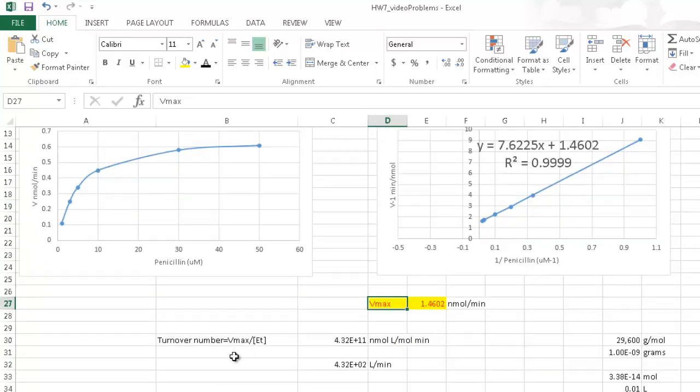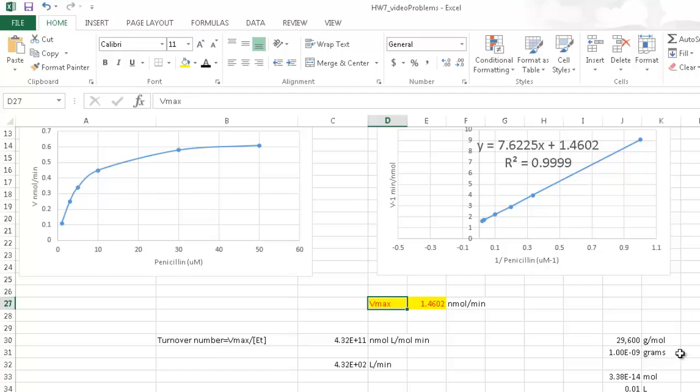Now we have to determine the turnover number. So the turnover number is nothing more than Vmax over the total enzyme concentration, usually expressed in molarity. And remember, there's 4 important numerical parameters to determine how well an enzyme performs its function of turning substrate over to product. One is Vmax, the other one is Km, and then this one is called the turnover number, how much substrate gets turned over to product. And then the fourth one is catalytic efficiency, also known as Kcat over Km.